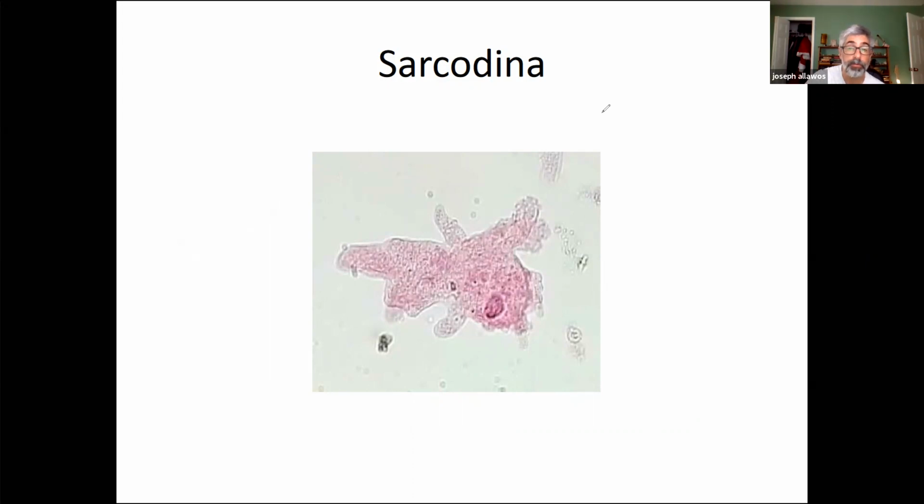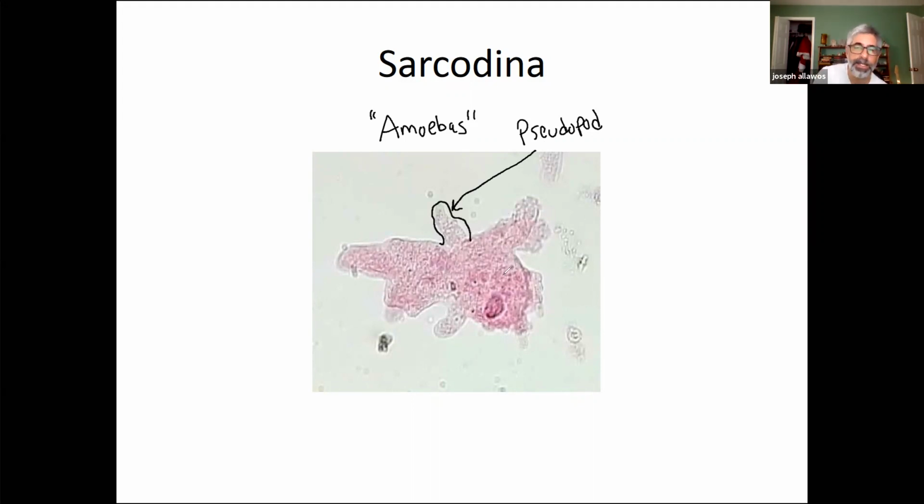Next, we have the sarcodines, the Sarcodina, and that's what you're looking at here. These organisms are referred to as amoebas, right? And what is a pseudopod or pseudopodia? This is a pseudopod. It's an extension, as you can see here, of the cytoplasm of this organism.